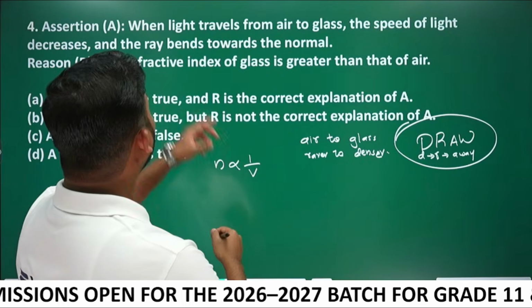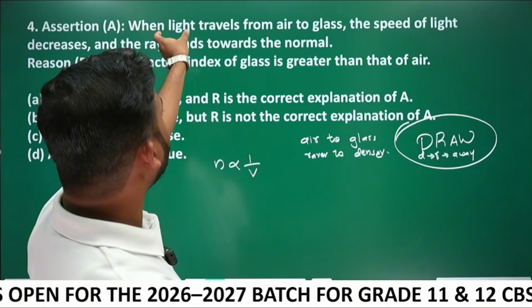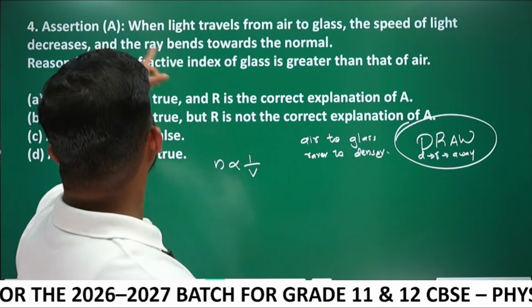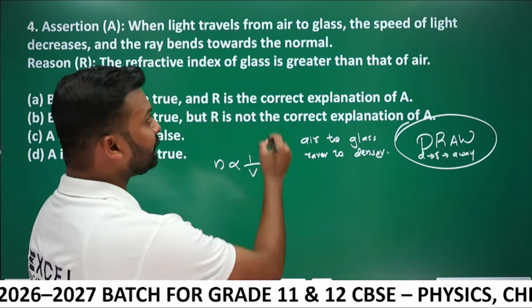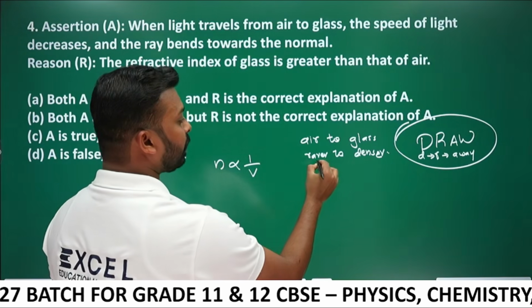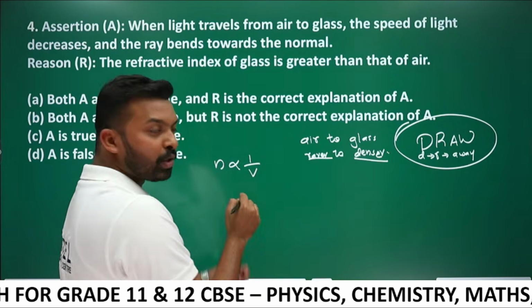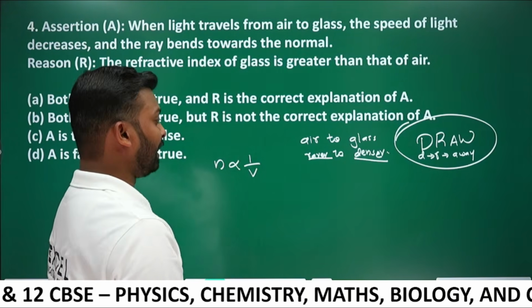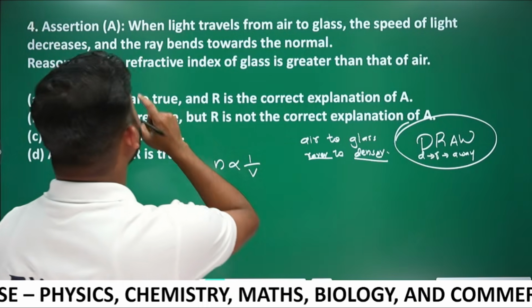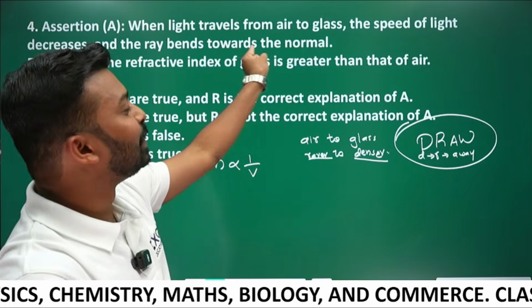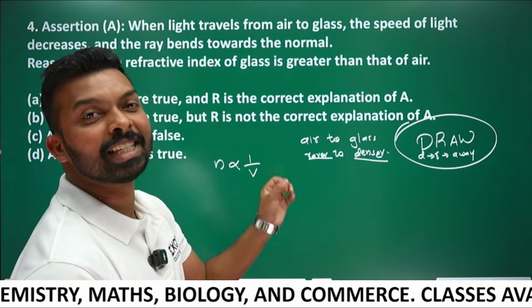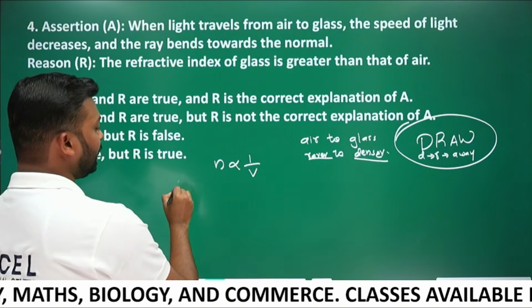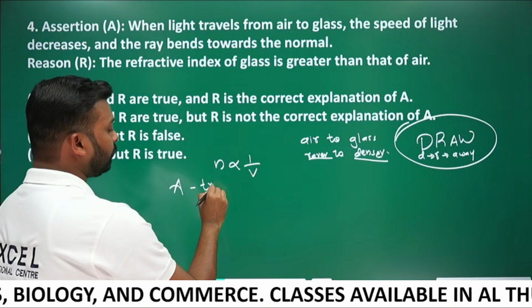So let's go. Again, we can go for this. When the light travels from air to glass, the speed of the light decreases. Yes. Why? Because it is going from a rarer medium to a denser medium, so the refractive index is increasing. The speed of the light will be decreasing. Clear or not? So now what happens as a result? The ray bends towards the normal. Yes, it is true. Assertion is true. A is true.